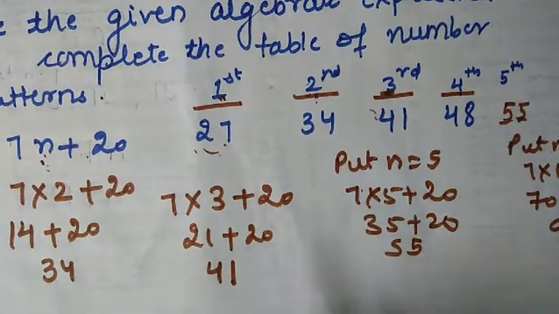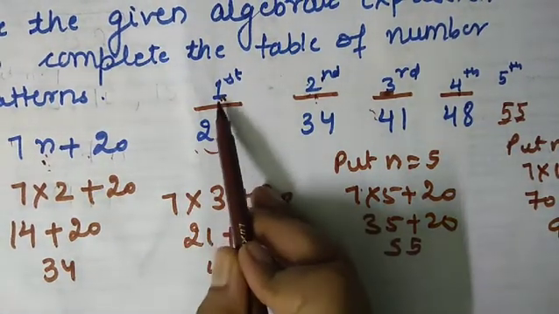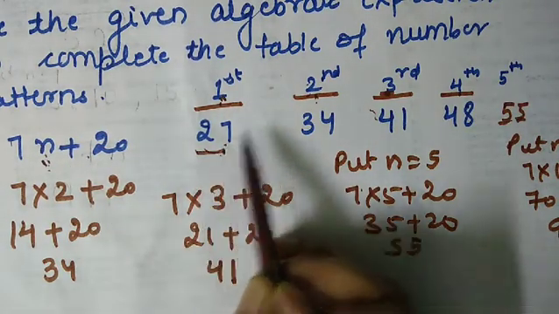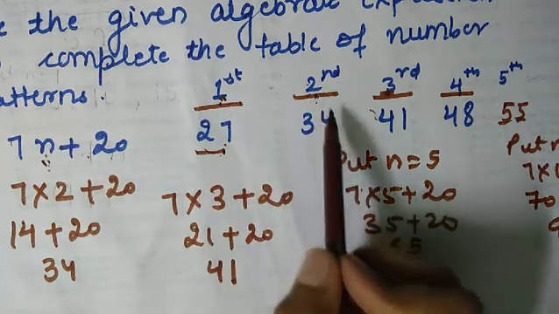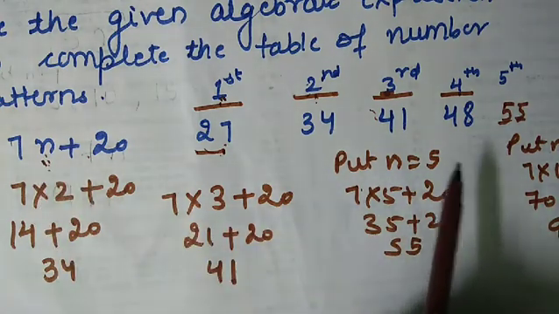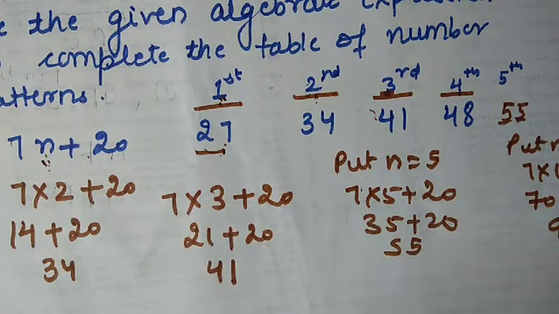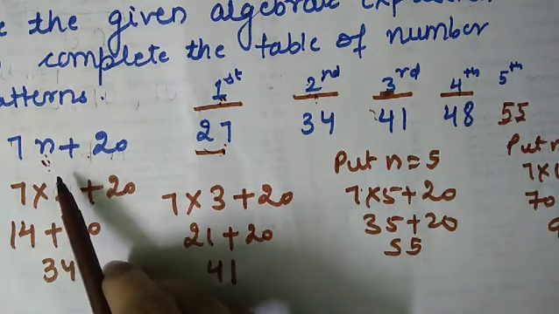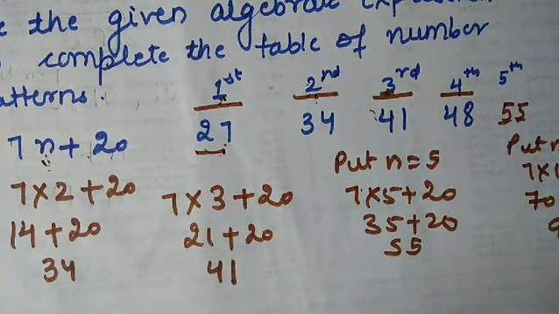Okay, you just have to do one thing. If it is given to be first, then in place of n you have to put 1, and you will get this value. If it is written 2, then you have to put n equals 2, and the same for every term: whatever is written at the top, you have to put that value of n. Okay, so this is the completion of the exercise and this is the completion of the chapter.